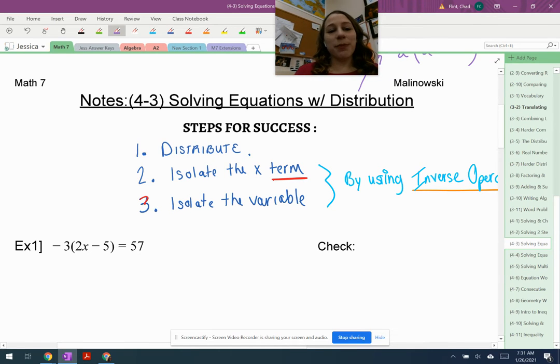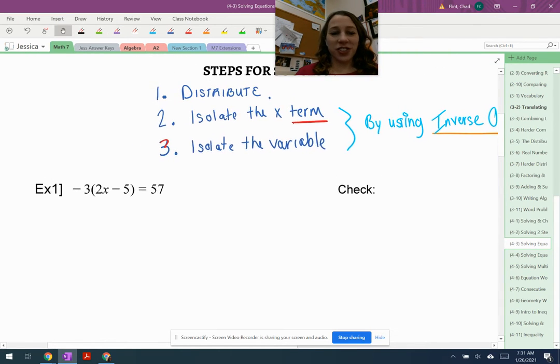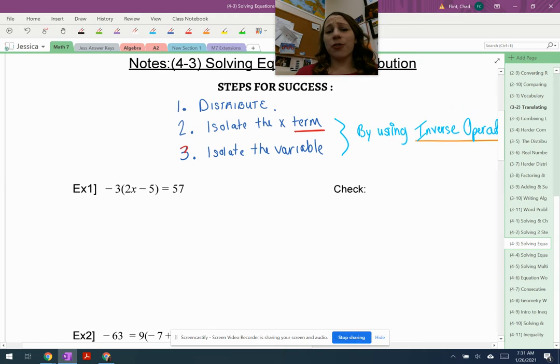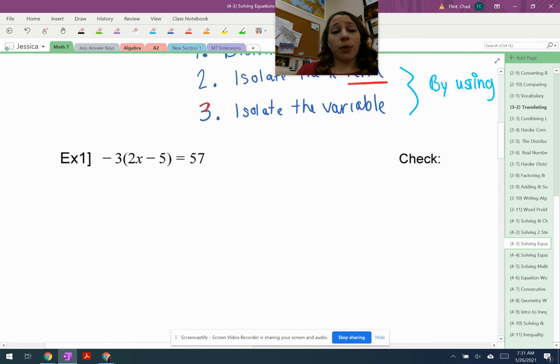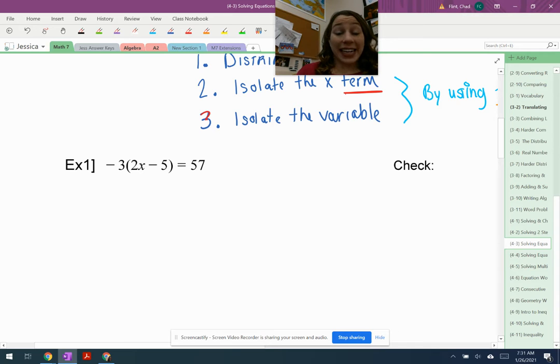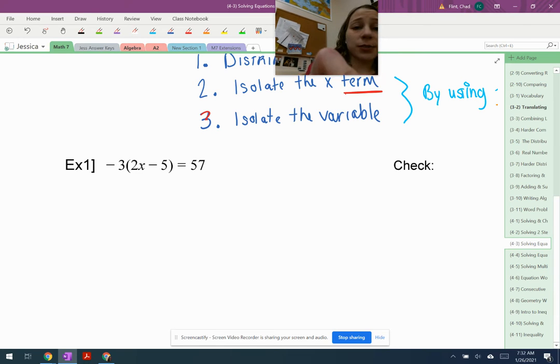Okay, example 1 for Math 7 4-3. So again, I'm just going to follow through those steps for success because that's why they're there, and that's going to help me out here. So step 1 is doing any distribution. I can see in this example 1 that I do need to distribute that -3, that's not just a 3, that -3 to both pieces inside those parentheses.